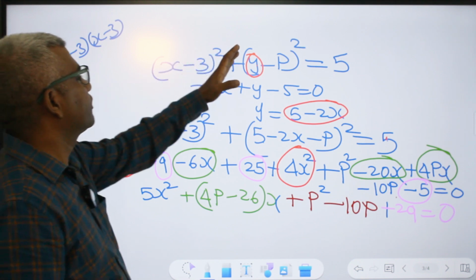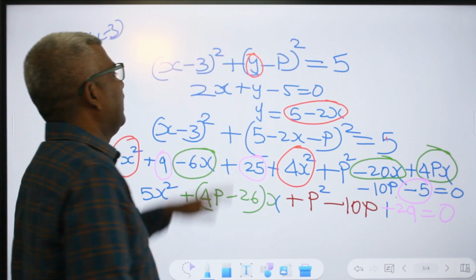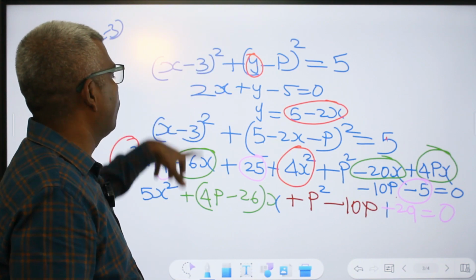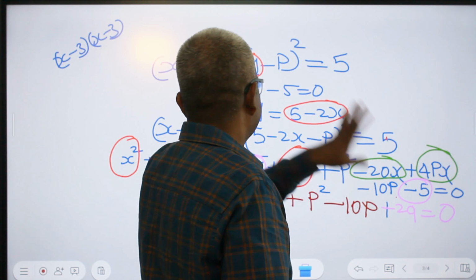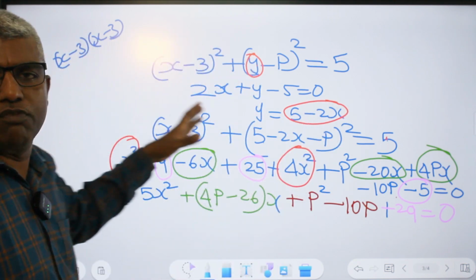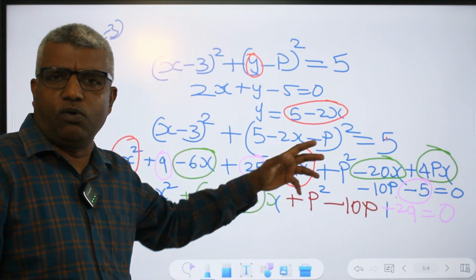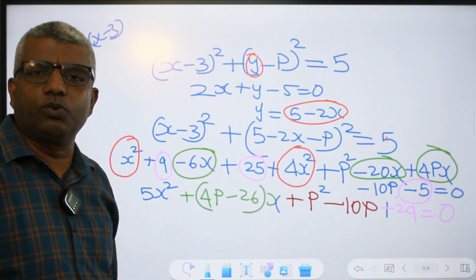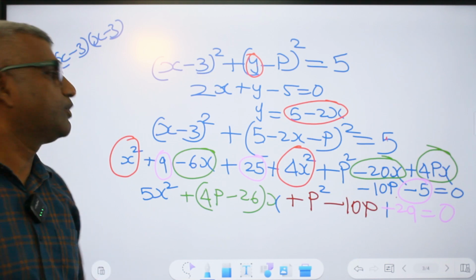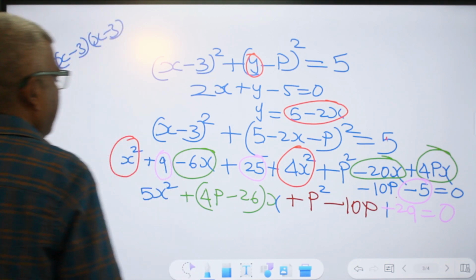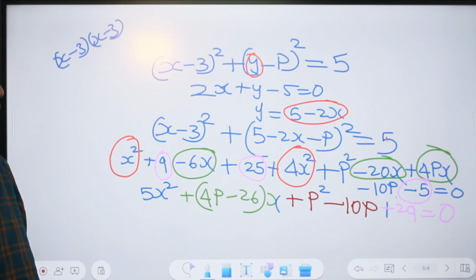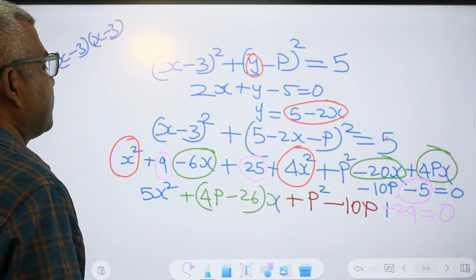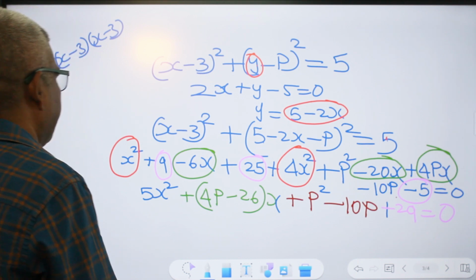Okay, (x minus 3) whole square plus (y minus p) whole square equal to 5. Instead of y, we put 5 minus 2x. So (x minus 3) whole square plus (5 minus 2x minus p) whole square equal to 5. I just expand. If you know the formula, you use it: (a plus b plus c) whole square is a squared plus b squared plus c squared plus 2ab plus 2bc plus 2ca. Okay, 5x squared plus (4p minus 26)x plus p squared minus 10p plus 29.